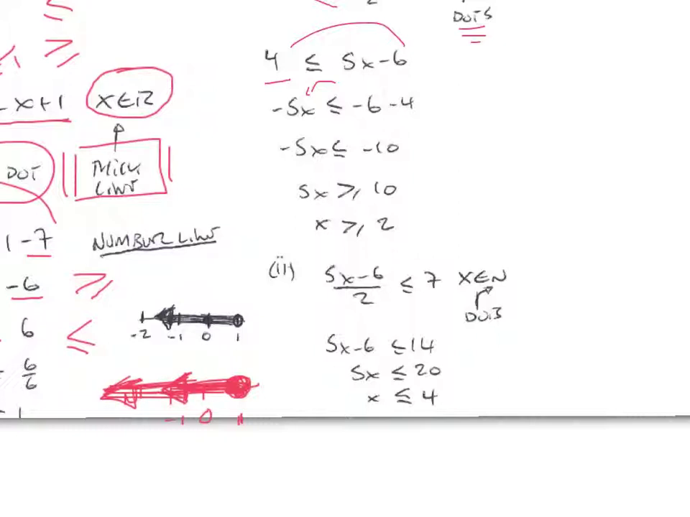So let's do part 2, to find the solution set D. x is a natural number, we'll use dots again, that'll become clear in a while. 5x minus 6 is less than or equal to 2 by 7, which is 14. 5x is less than or equal to 20, x is less than or equal to 20 over 5, x is less than or equal to 4.